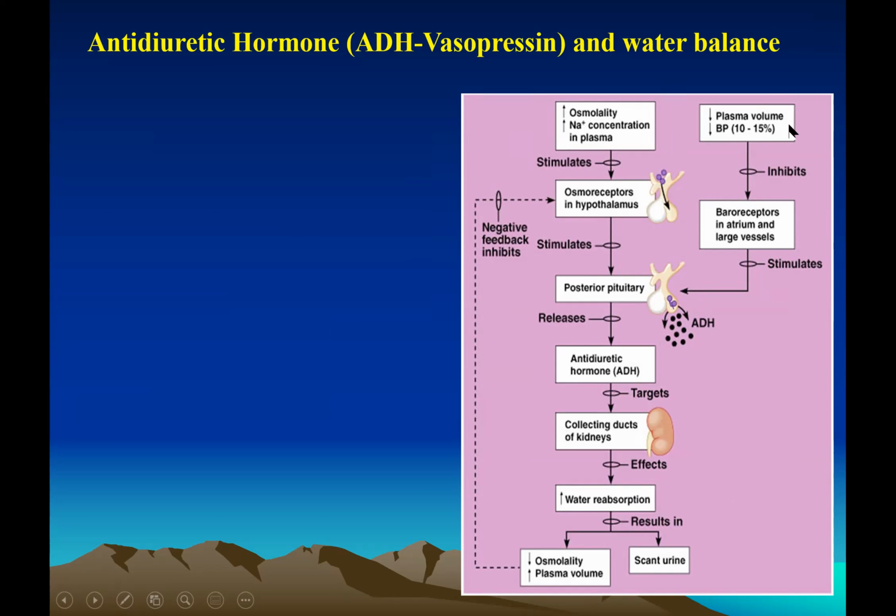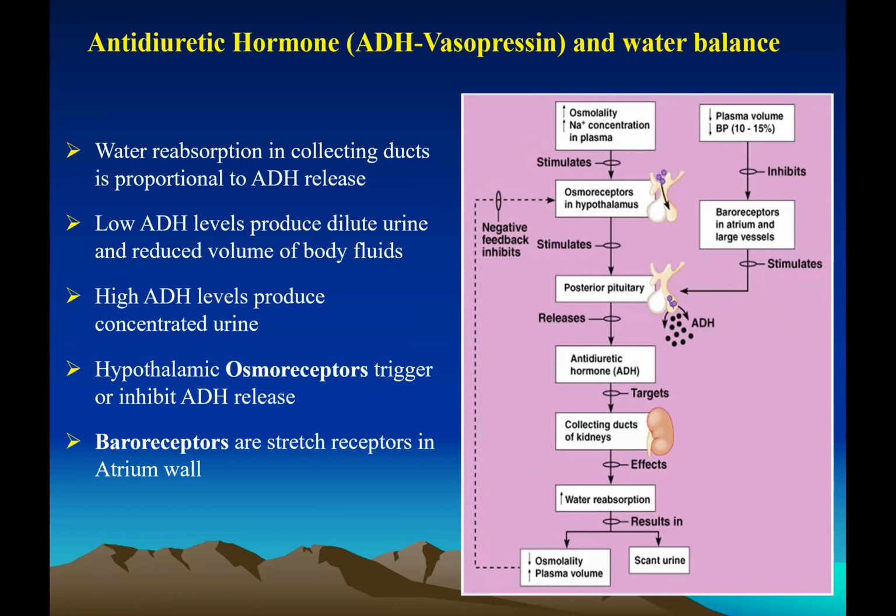Another way is when plasma volume reduces, your blood pressure drops. This signal will be picked up by the baroreceptors in your heart in the atrial wall. And then that also can stimulate ADH. ADH will act on the collecting ducts, resulting in water reabsorption, so that you will pee less. Water reabsorption happens in the collecting ducts because of the antidiuretic hormone.